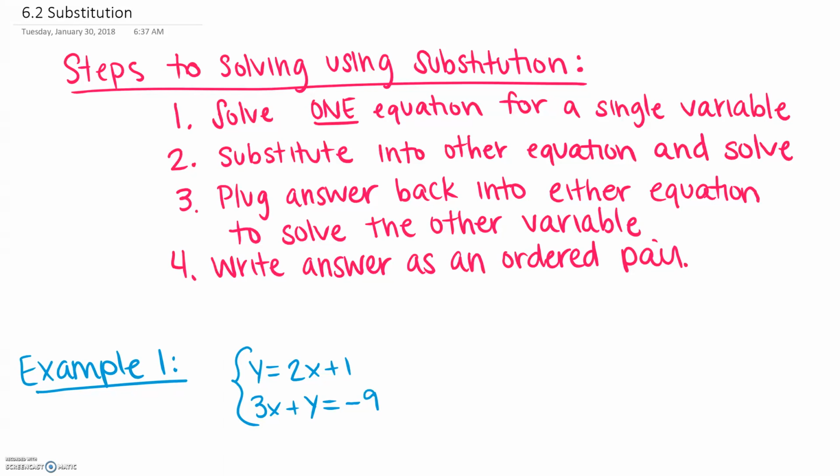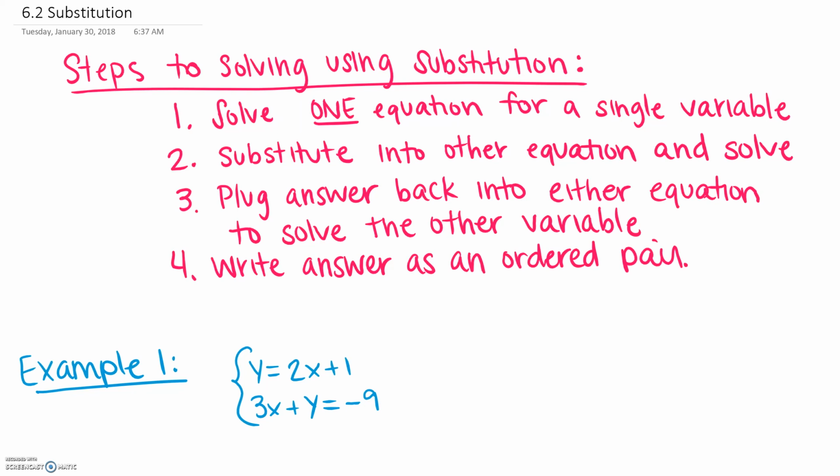All right, we've been working with solving systems of equations by graphing. Now we're going to look at a second method for solving systems of equations, and that is by substitution. Our steps to solving by substitution are to solve one equation for a single variable, substitute into the other equation and solve. Then you plug your answer back into either equation to solve for the variable you haven't solved for yet. And last, you write your answer as an ordered pair.